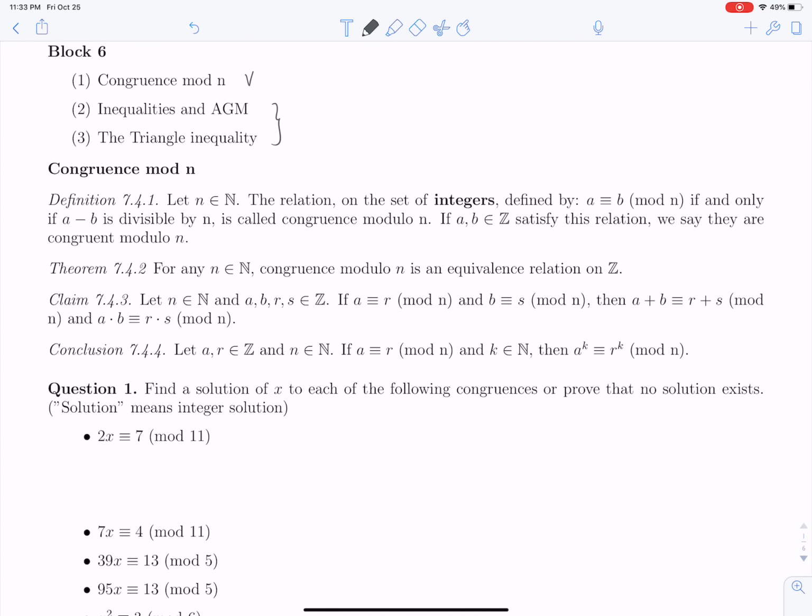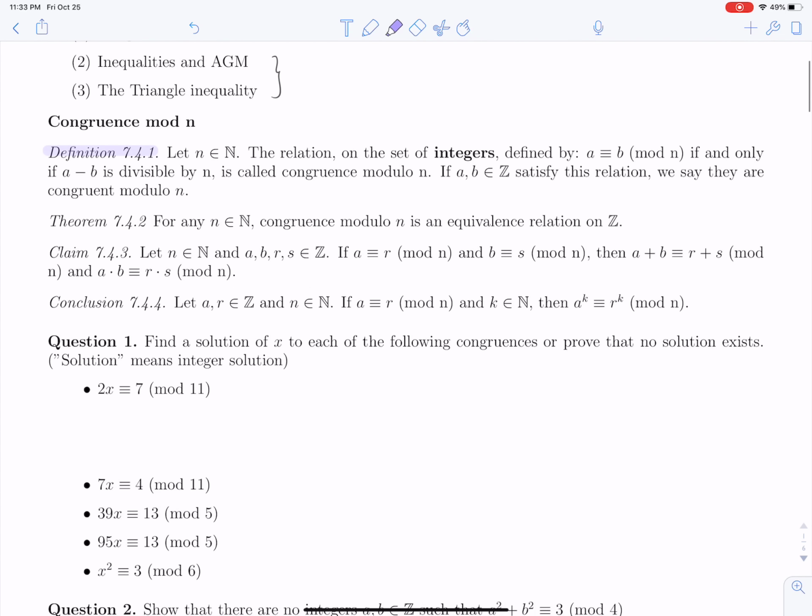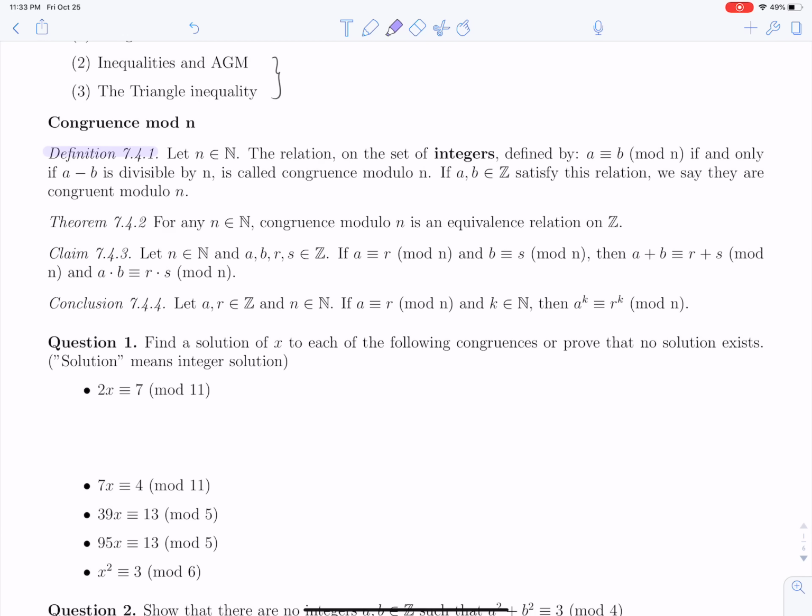First part, congruence mod N. The definition is right here. I hope by now everyone's really familiar with the definition, because apparently you just did your problem set, so I'm not going to repeat this again. Please have a look. This theorem, we might not use it that much, but I hope you know this.